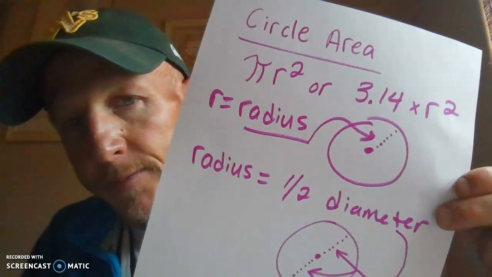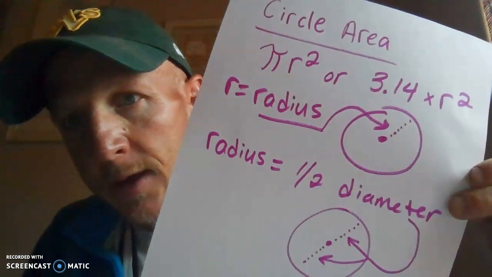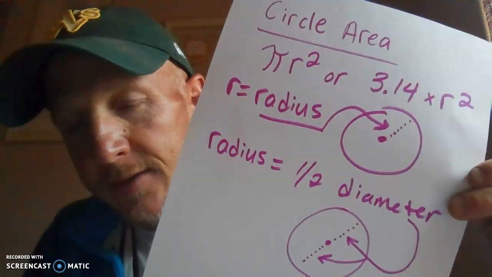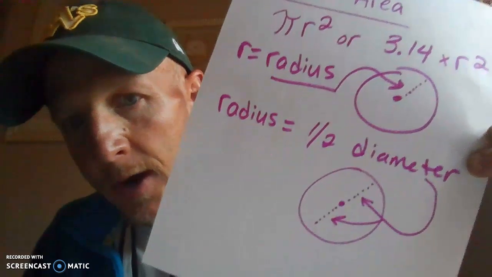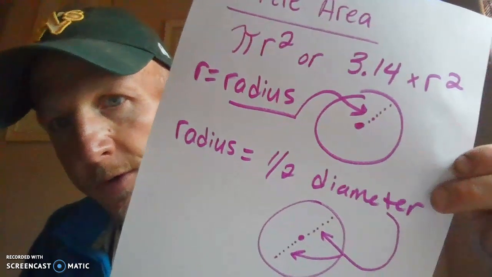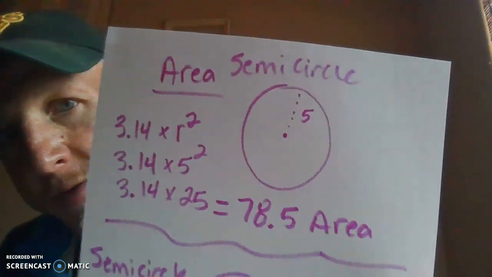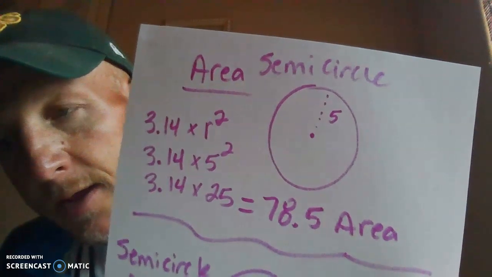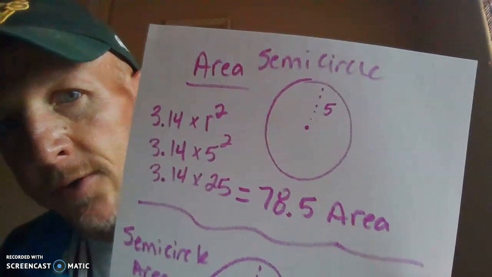Pi r squared, so 3.14 times the radius squared, or 3.14 times the distance from the middle of a circle out, squared. All right, so keep that in mind as we move forward, and I'll show you how that works with a semicircle. When I look for the area of a semicircle, the first thing I want to do is find the area of a circle, given that distance from the middle out. Remember, semi means half. It's half of a circle.